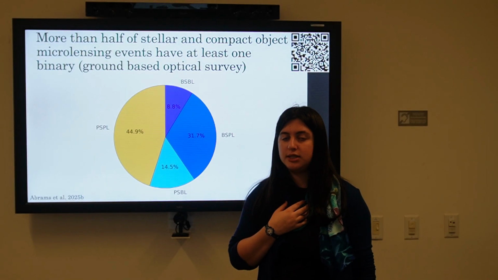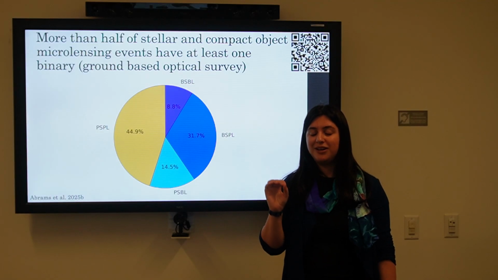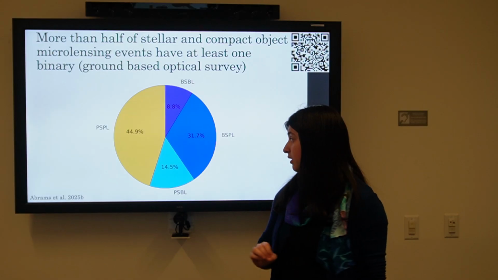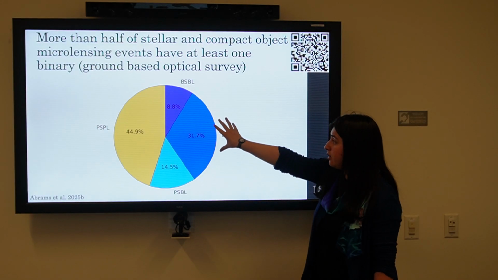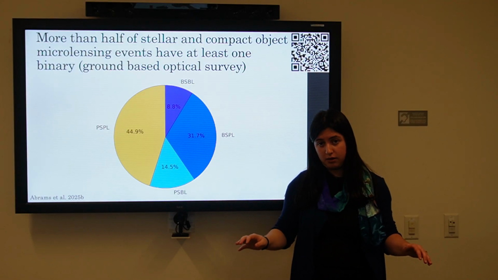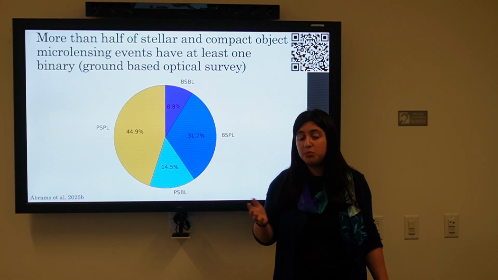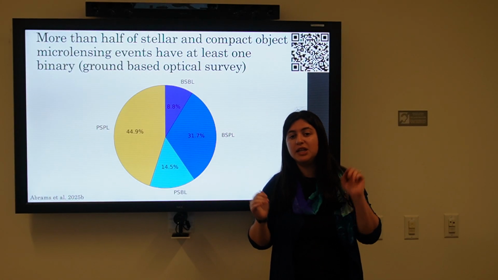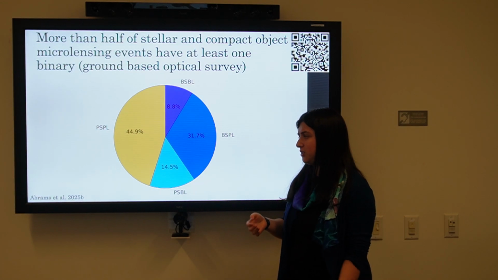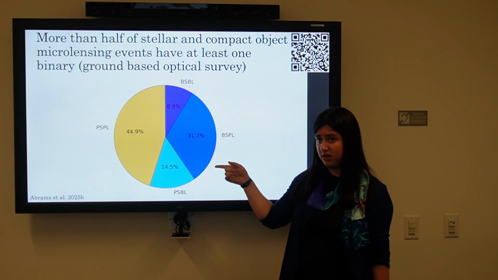What we found is that more than half of stellar and compact object microlensing events have at least one binary, either binary lens, binary source, or both. This is way higher than the fraction that's reported, about 10%, between 3 and 11% throughout all the literature of binaries. So the next obvious question is, what fraction of these would actually be detected as binaries?